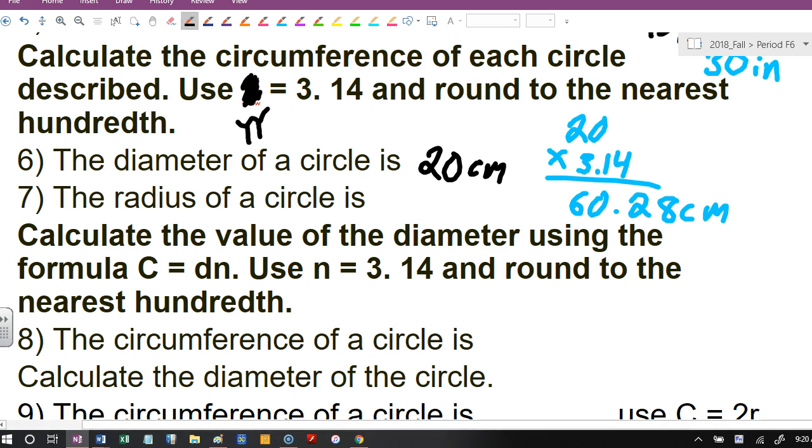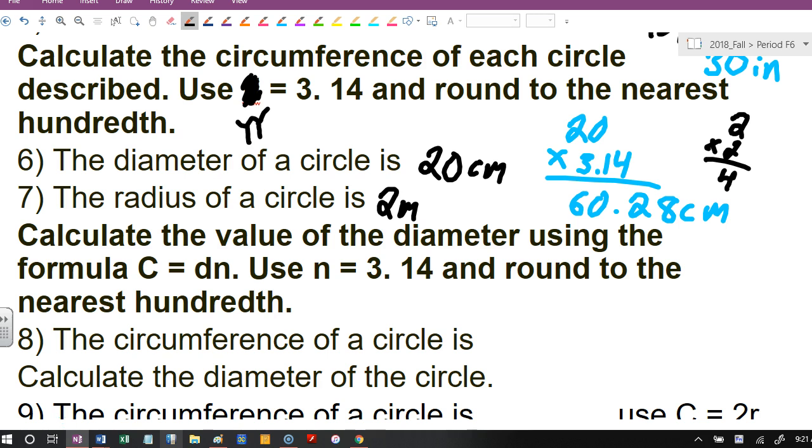So let's do an easy one. How about 2 meters? We have to multiply it by 2 first, don't we? So 2 times 2 is 4. Now we have the diameter. So let's use a calculator. 3.14 times 4.